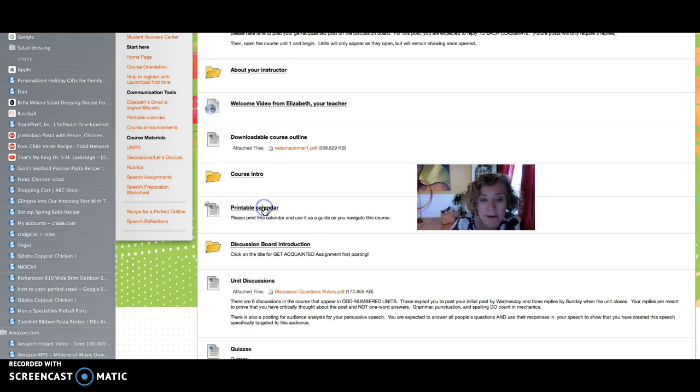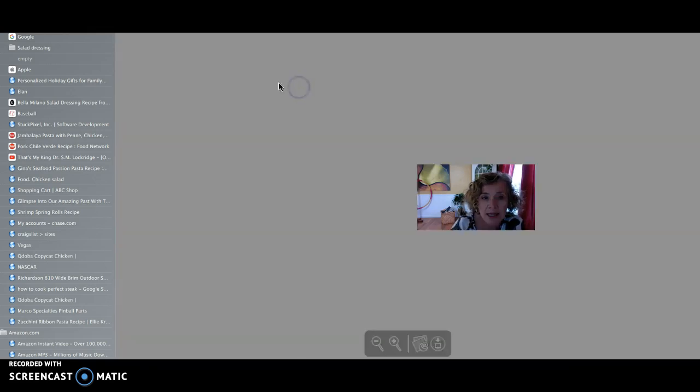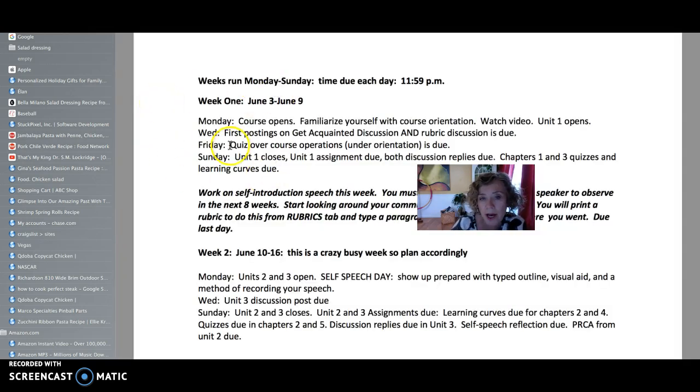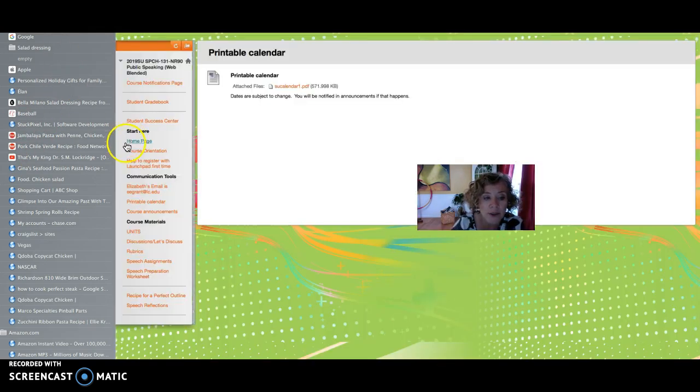So if you look at the calendar, you will see that this week is a one unit week, but next week is a really crazy busy week. So not only will we have a speech on Monday night or day, whichever section you're in, but we'll also have 2 units open that week. So what you're going to see is 1 unit open per week and the old unit staying there. So right now you will just see unit 1 and know that everything that you need to do in the course is housed in the unit.